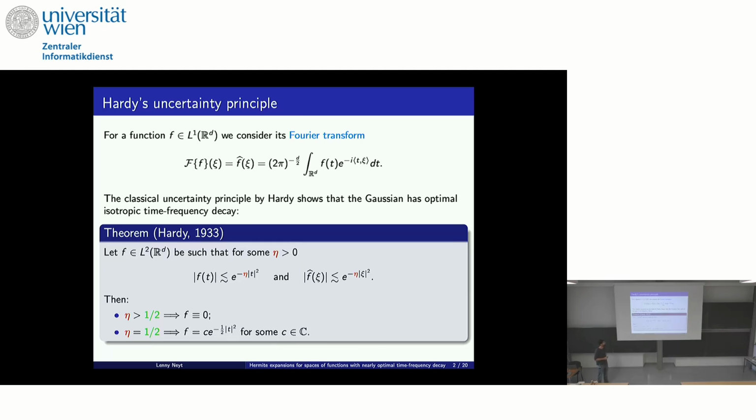but now if we put it together, then we have some form of isotropic time frequency decay. Then we have the result that if you have this Gaussian decay with some parameter eta in both the function and its Fourier transform, then we know that if this eta is strictly larger than 1/2, the function should vanish. But if it is 1/2, then we actually know it's the Gaussian multiplied by some complex number C.